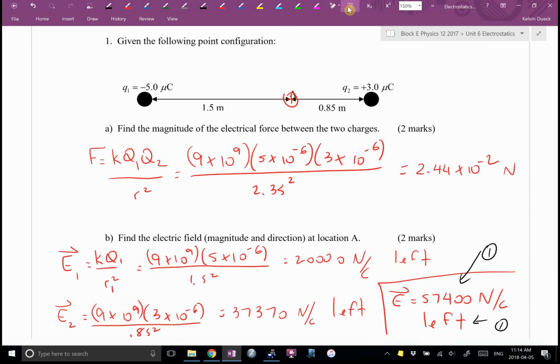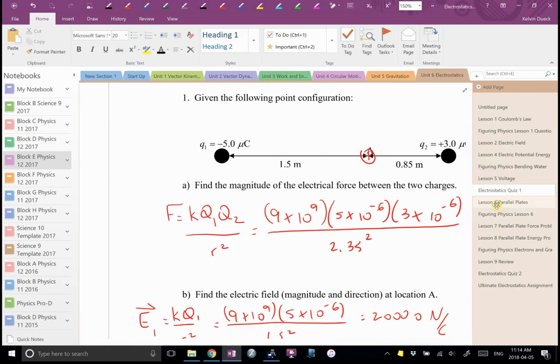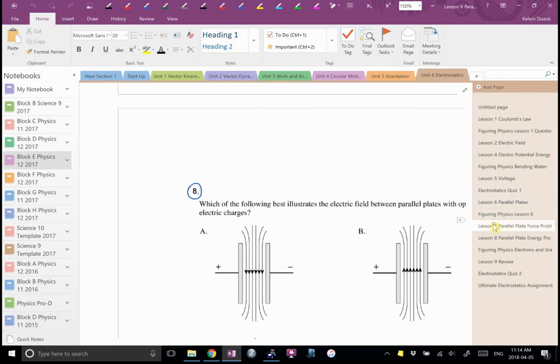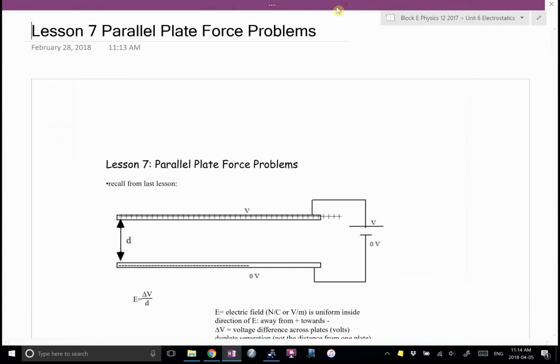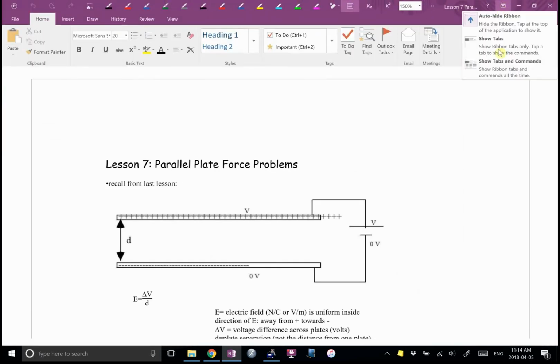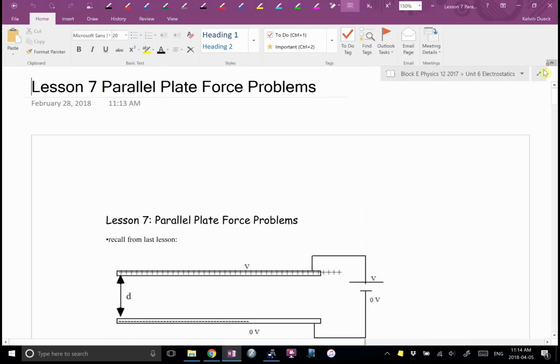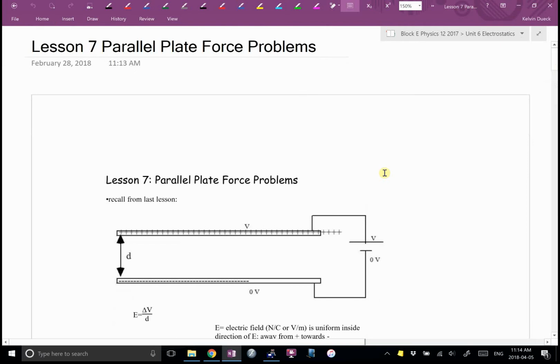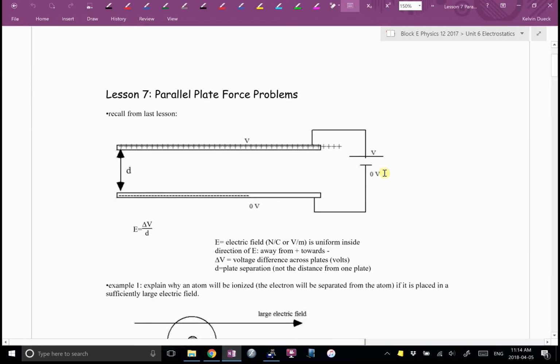I've been talking to you, Mackenzie, about parallel plates, and I've tried to tell you that they are lovely. They are lovely because they make the math much easier, and they're also going to allow us to explain lightning.